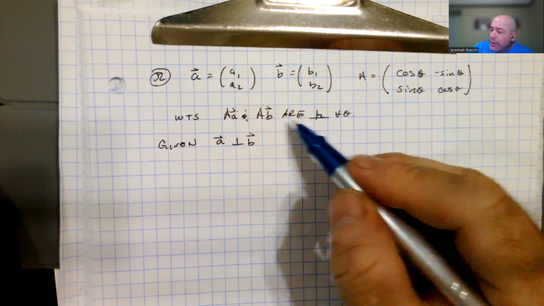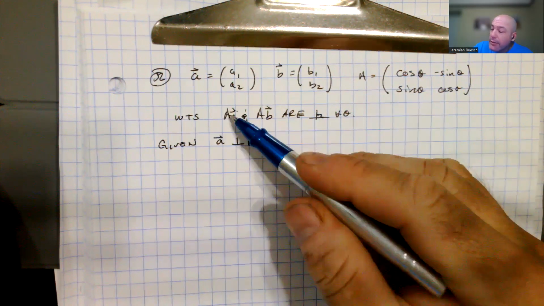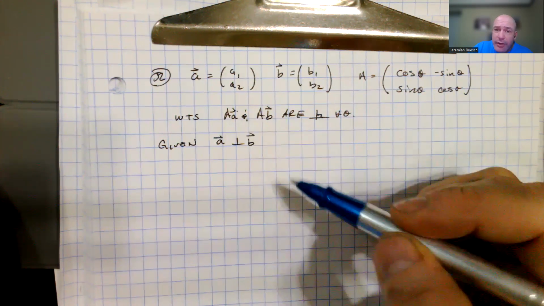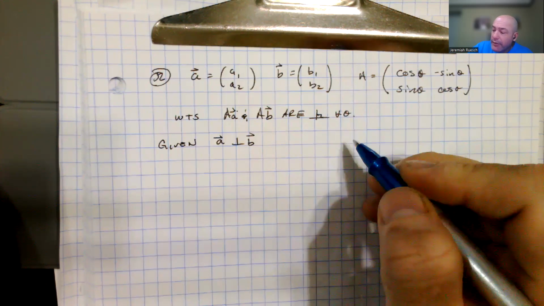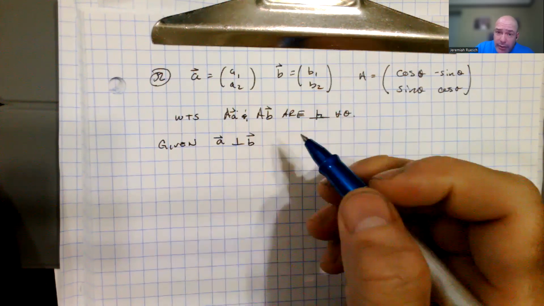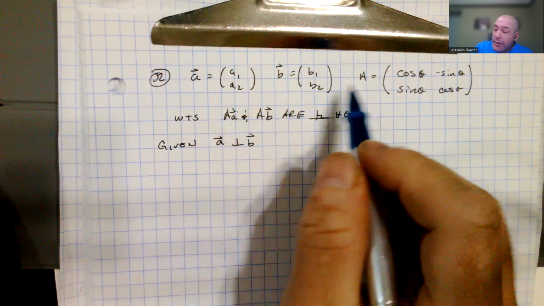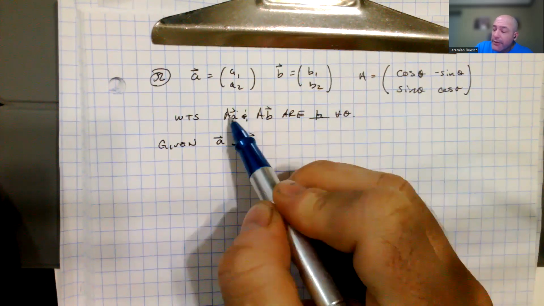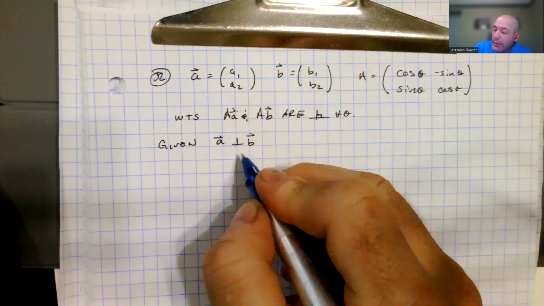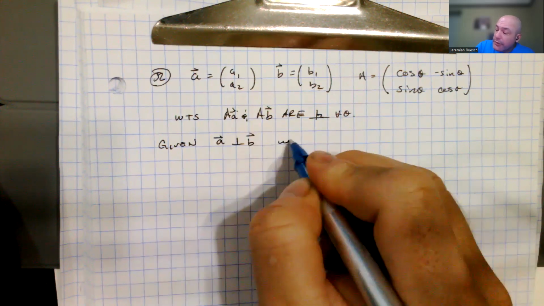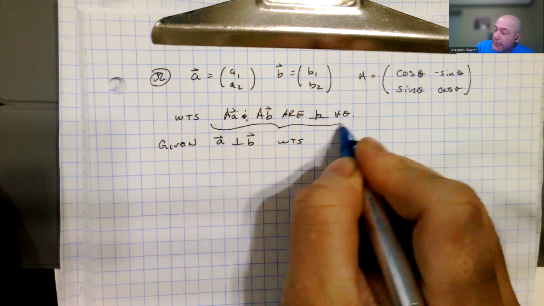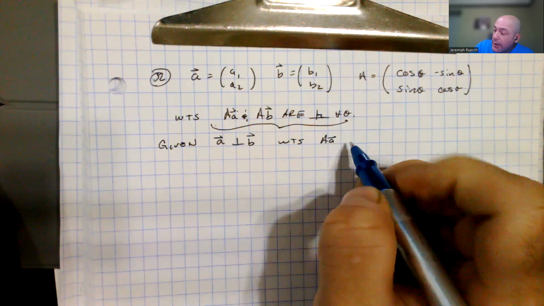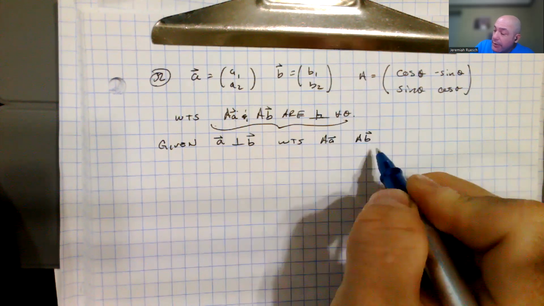We want to show that these two vectors, matrix A times vector A and matrix A times vector B, are perpendicular for all values of theta. So we're given that A and B are originally perpendicular. We want to show that even though we multiply them by this matrix A, the resultant product of these two vectors is also perpendicular. That is, that AA and AB are orthogonal.